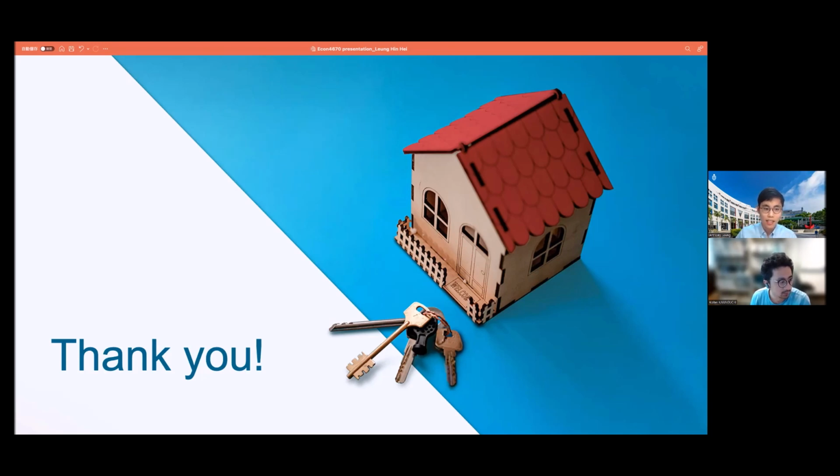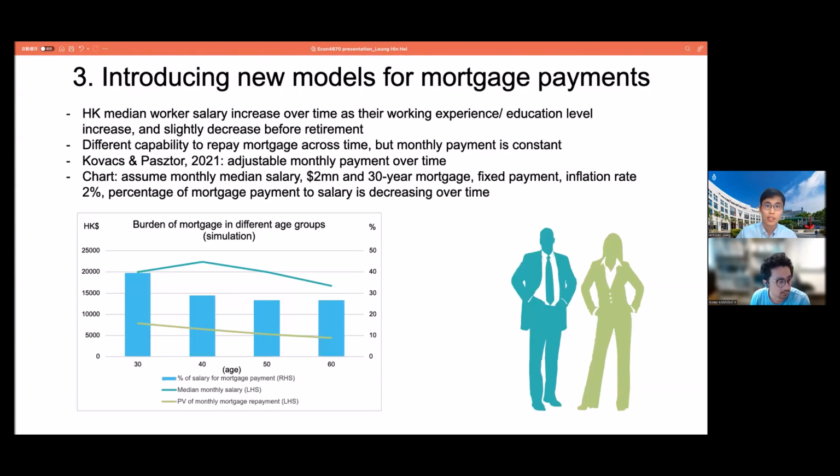I think some of them may not have been discussed in government. For example, the new models for residential mortgage payments, because nowadays I think all residential mortgages are paid in a fixed amount. I haven't seen anybody else in Hong Kong suggest that the residential mortgage payment can change over time, like maybe less in the first few years when people are younger, because when people are younger they tend to earn less, and when they are older they earn more, so that the mortgage repayment can adjust.